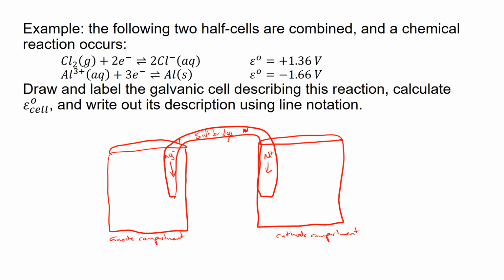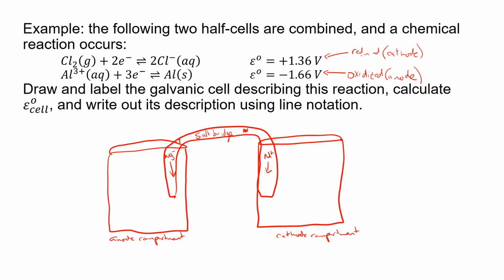But now we can go back up here and look at these reduction potentials and decide which one of these is going to be reduced and which one is going to be oxidized. If we have a higher reduction potential, that's going to be reduced, and the aluminum in this case will be oxidized. Which means that the chlorine half reaction will be in the cathode compartment, and the aluminum will be in the anode compartment.